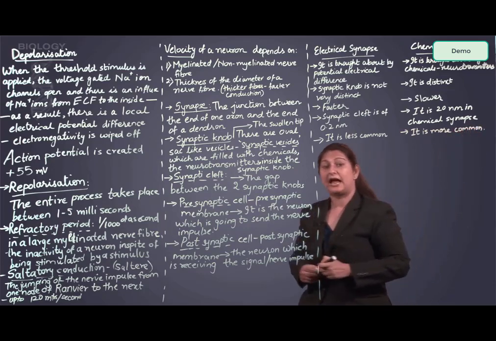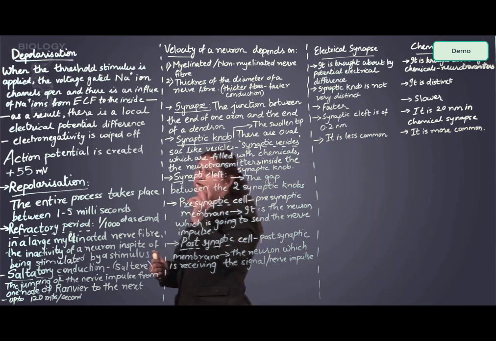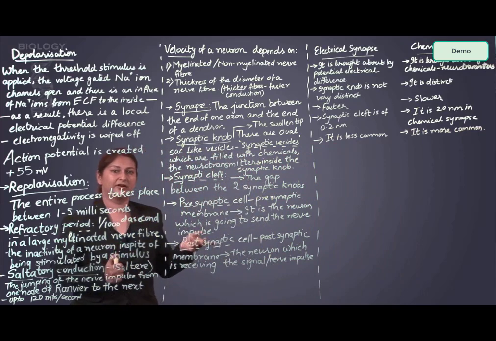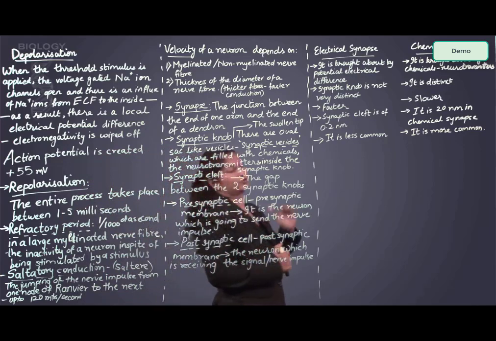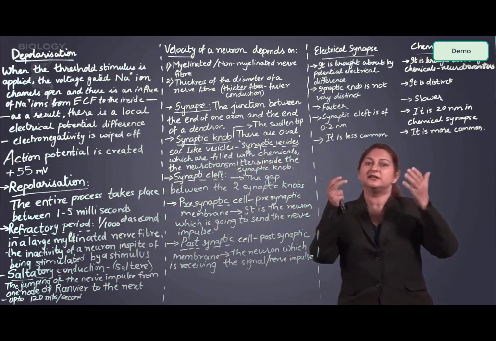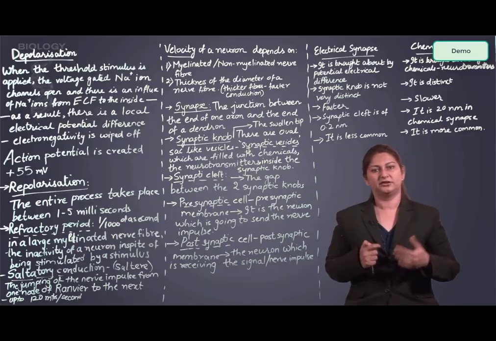All right, so that brings an end to the difference between the electrical and the chemical synapse, and now we need to proceed further to the disorders seen in the nervous system.